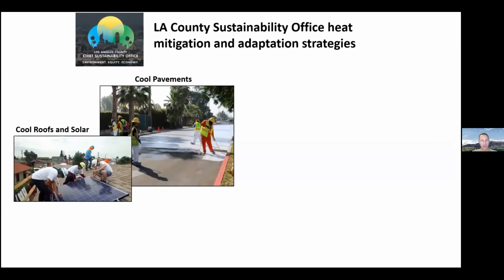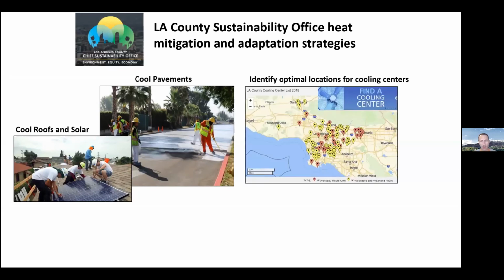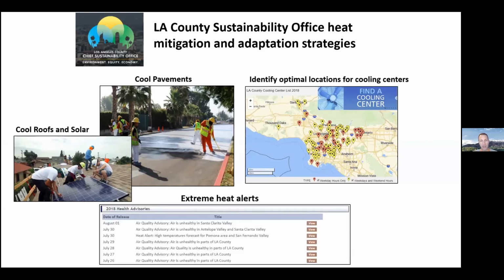So I'll kind of end here by looking at a couple of heat mitigation and adaptation strategies that, for example, the LA County Sustainability office is working on. Two of them are cool pavements and cool roofs. Cool pavements are basically painting streets with a highly reflective paint emulsion, which reflects the solar radiation and results in cooling. And then cool roofs is simply painting roofs whiter and more reflective colors, and also installing solar. They're also looking at identifying optimal locations for cooling centers using the Ecostress data, and then issuing extreme heat alerts.